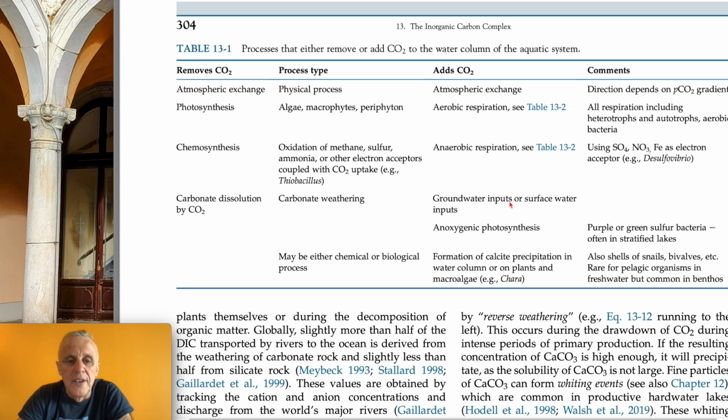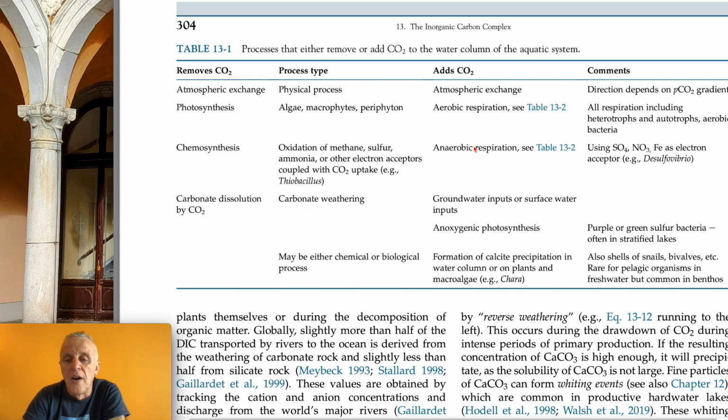So before we move on, let's look at this table here, table 13-1. Processes that either remove or add CO2 to the water column of the aquatic system. The columns are: remove CO2, process type, add CO2, comments. The processes that remove CO2 are atmospheric exchange, photosynthesis, chemosynthesis, and carbonate dissolution. Atmospheric exchange is a physical process. Photosynthesis is, of course, algae, macrophytes, periphyton. Chemosynthesis is related to oxidation of methane, sulfur, and ammonia, other electron acceptors. And carbonate dissolution is carbonate weathering.